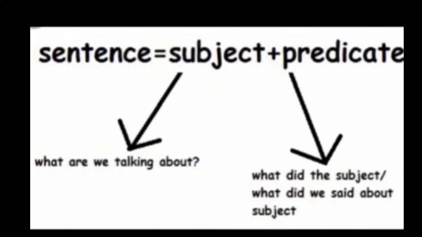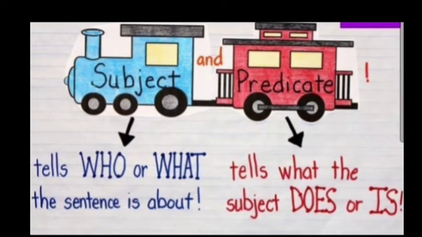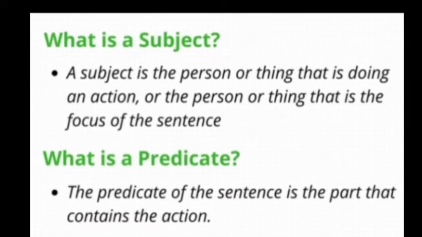So let's learn a little bit more about the subject and the predicate. Subject: what are we talking about? Predicate: what did we say about that subject? You can also say in a simple way that the subject tells who or what the sentence is about, and the predicate tells what the subject does or is. Let's see the definition first. After that, I'll give you the example.